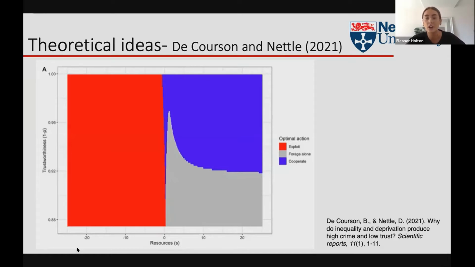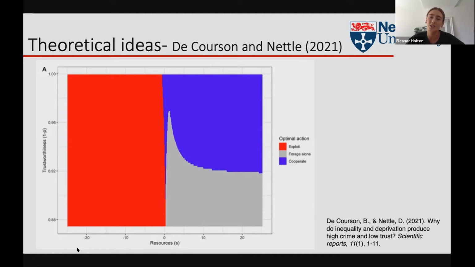And finally, you've got foraging alone, which is shown by the grey section on the bottom. And that shows that actually working alone and avoiding interactions with others can also be optimal when your resources are above the desperation threshold, but when your trust in the surrounding population is low.